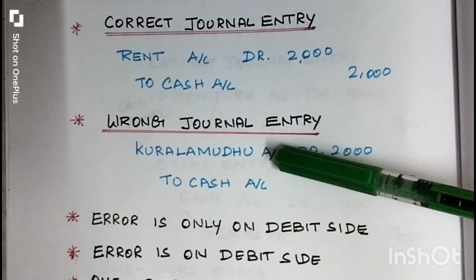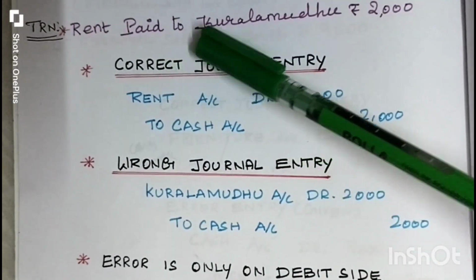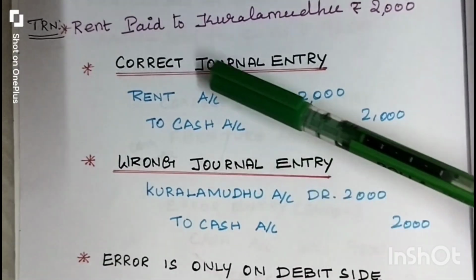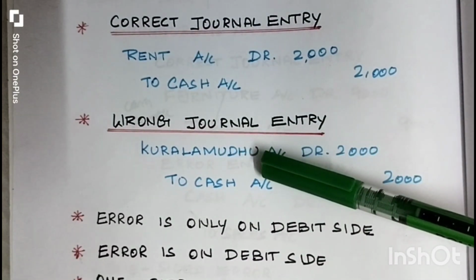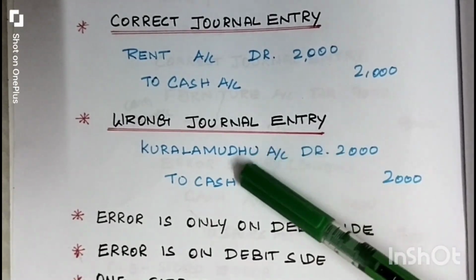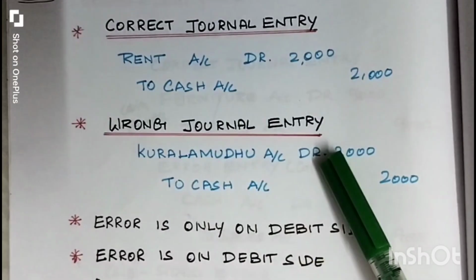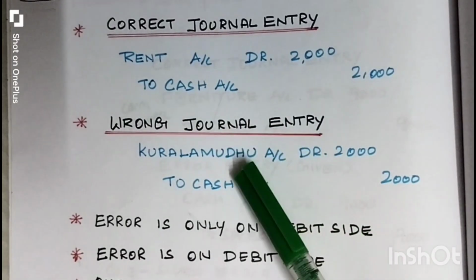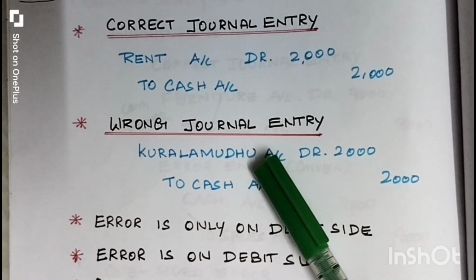The Kuralamudu account is in error. You paid rent, which means rent account debit to cash account. Instead of the rent account, the accountant entered the Kuralamudu account. So which account is the error? The Kuralamudu account is the error. Where is it? It is on the debit side. We need to credit it. We need to credit the Kuralamudu account.